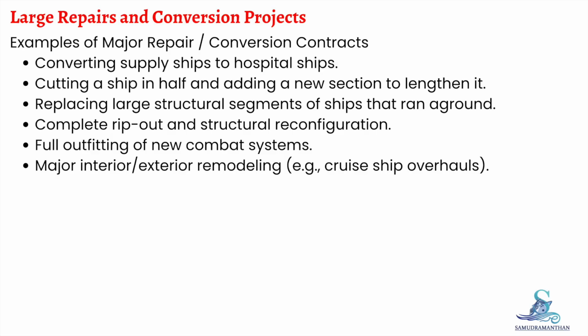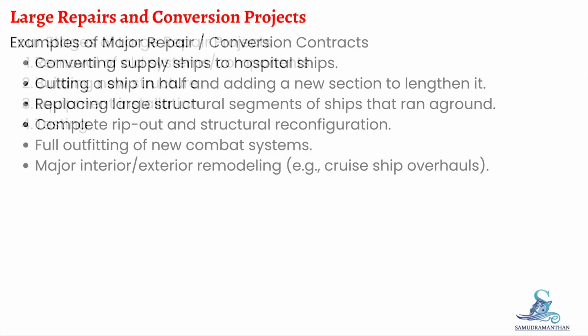Large repairs and conversion projects. Some repair jobs are much larger and are known as major repair or conversion projects. Examples include converting supply ships into hospital ships, cutting a ship in half and installing a new section to lengthen it, replacing major segments of ships that have run aground, such as replacing the bow, complete rip-out and structural reconfiguration, full outfitting of advanced combat systems, major interior or exterior remodeling such as passenger cruise ship overhauls.